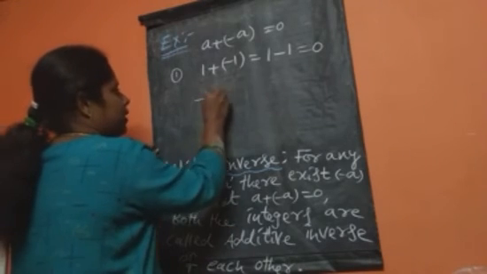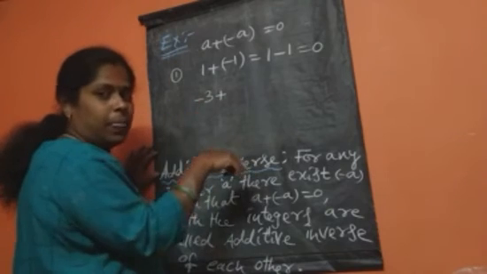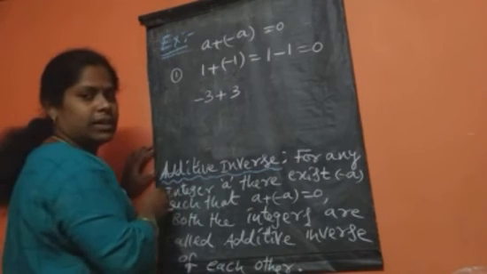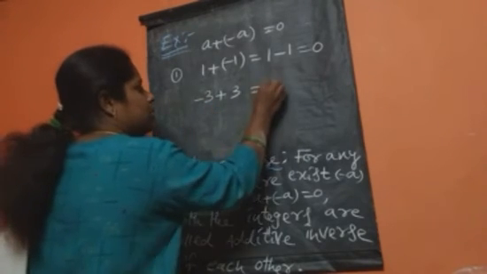And minus 3 plus of, what is the additive inverse of minus 3? It means we have to keep the opposite sign. So what is the opposite sign of minus? It means plus 3, plus sign. So plus 3. What is the additive inverse of minus 3? It means plus 3. So plus into minus minus, that is equal to 0.